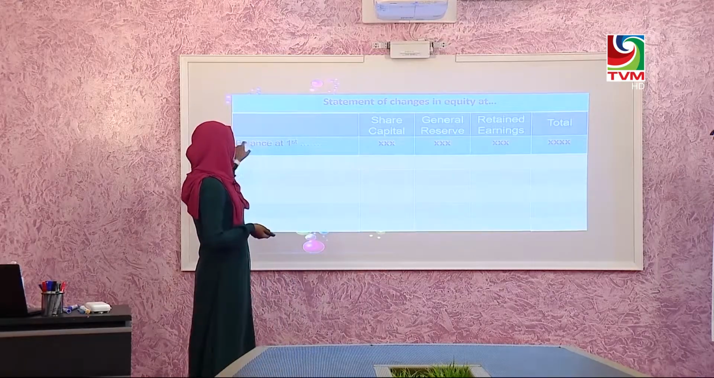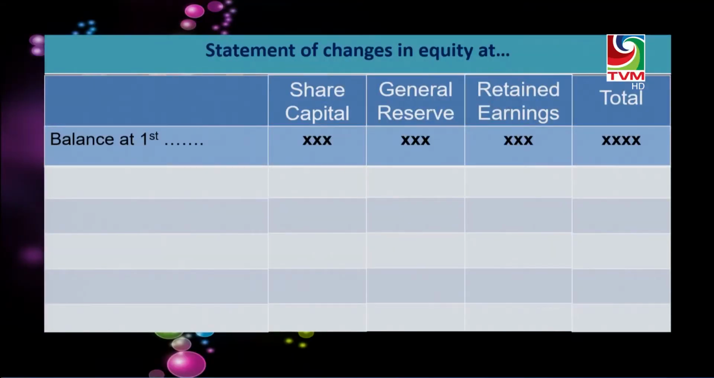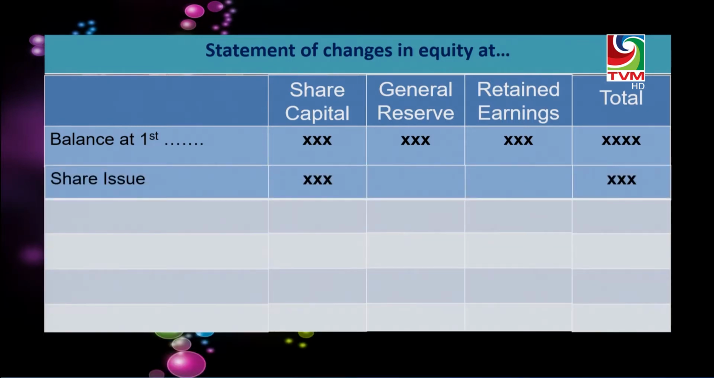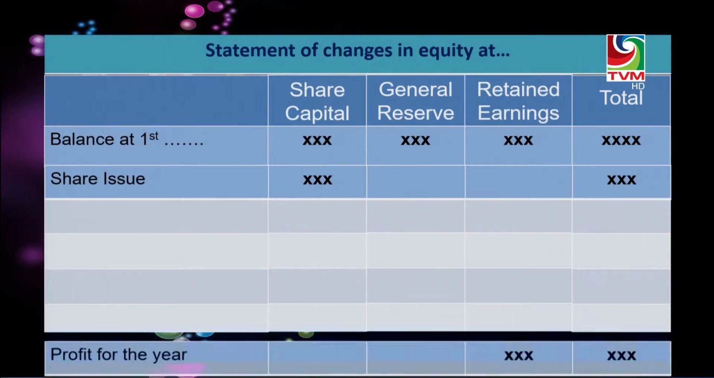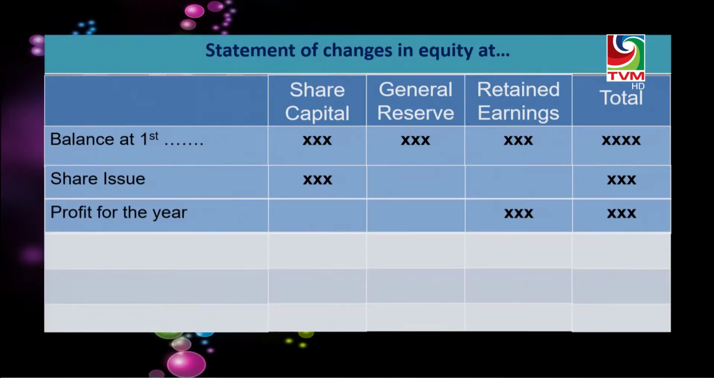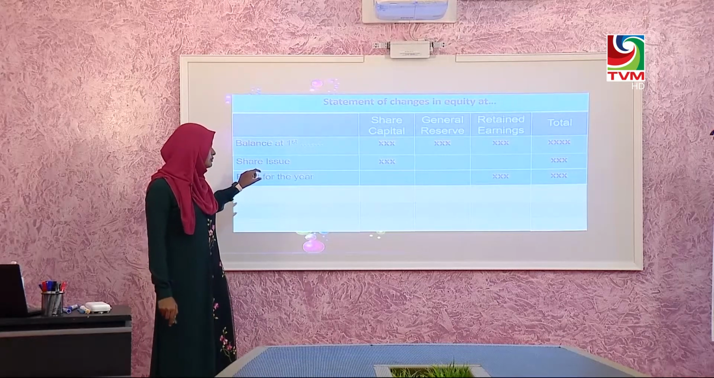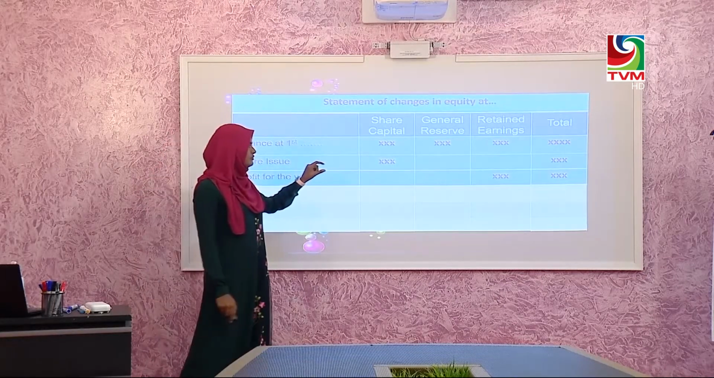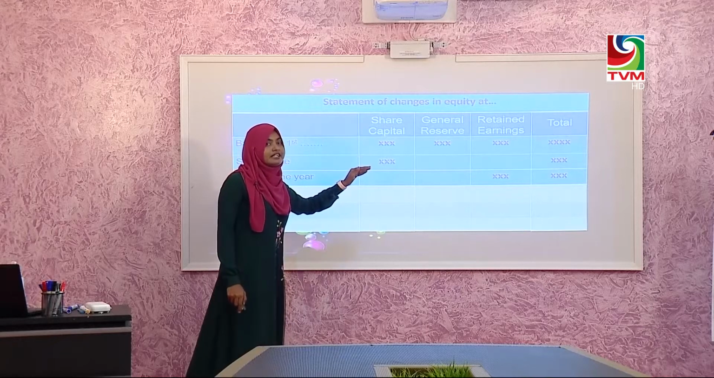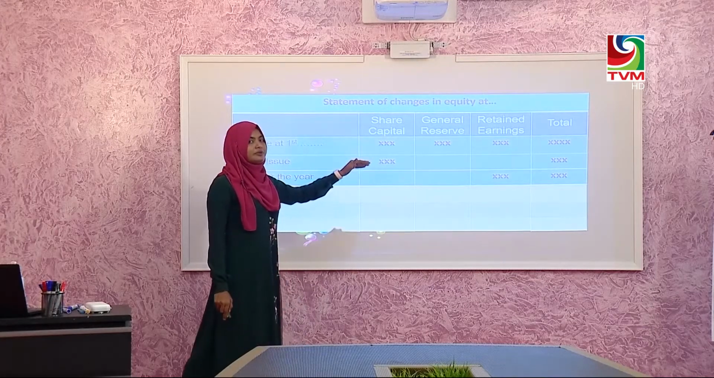First, we write the opening balance of share capital, general reserve and retained earnings, and after that we check whether there is any new share issue in the business or not. Then, once we find the new shares issued, we write the profit for the year. Here, students, you need to be very careful when you write the profit for the year. Profit for the year means after deducting the debenture interest and preference share dividend.